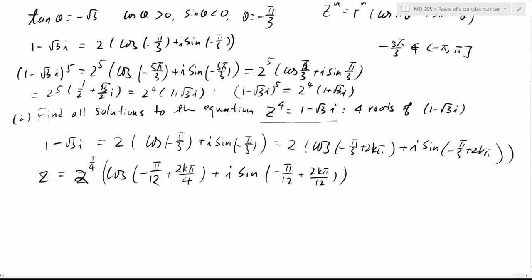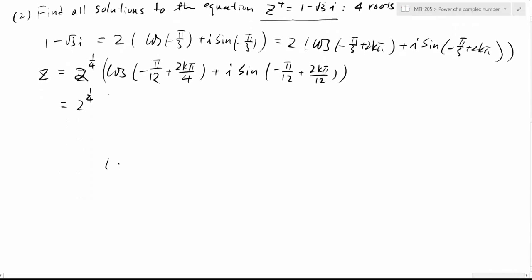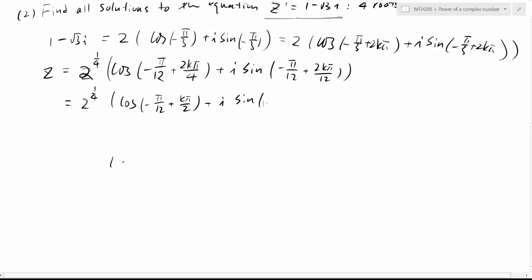Or if we simplify a little bit, that's going to be 2 to the power 1/4, and we have cosine of negative pi over 12 plus k pi over 2, plus i sine of negative pi over 12 plus k pi over 2. And k is equal to 0, 1, 2, and 3. We have exactly 4 roots.